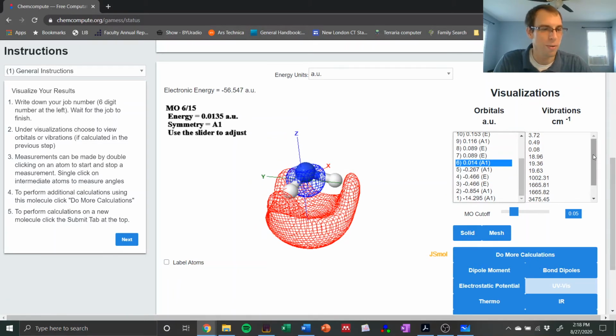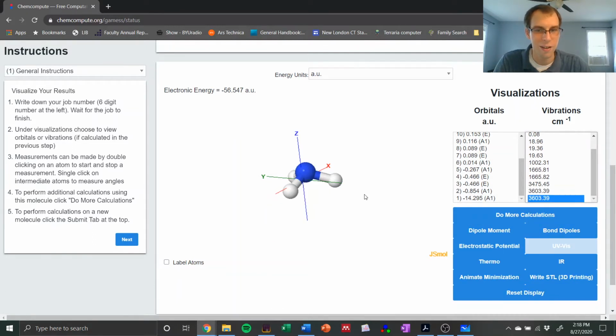Anyway, the other important thing we can look at are the vibrations. So if we click over here, it'll show us how, these are in wave numbers, so it shows us at 3,604 wave numbers, roughly. So these are only approximate, and there are ways we can get more accurate results here. This is how the molecule vibrates. So this is an NH stretching mode.